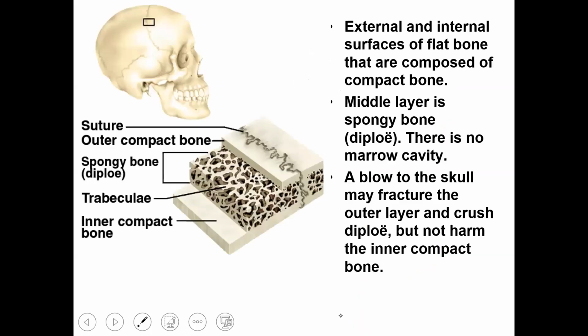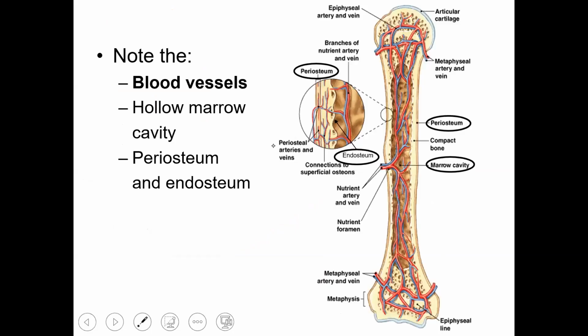This is also the function of that diploe. If you get hit in the head, you may crack that compact bone. You may even crush that diploe, but it's arranged in such a way that the force is dispersed and it doesn't damage the inner bone or the brain beneath it. It's like a built-in helmet.